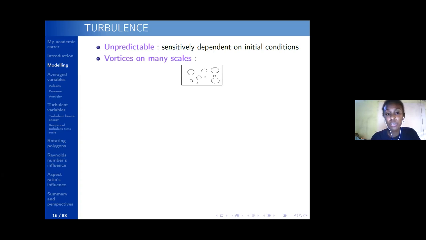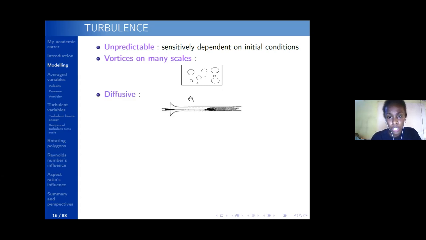Turbulent flows are made of vortices on many scales. We can see, for example, in smoke that rises up, that there are some turning smokes. These are called vortices or eddies. And the turbulent flow is characterized by eddies from the biggest scale to the smallest scale.